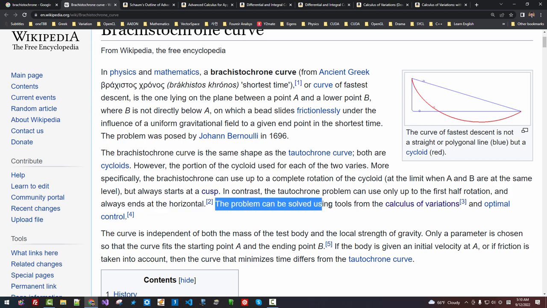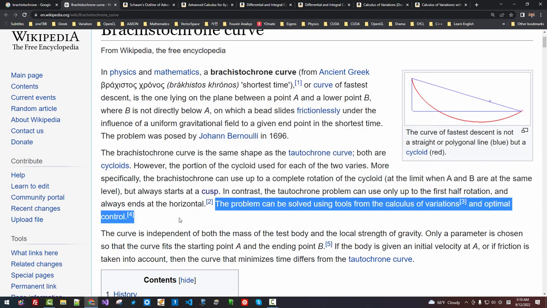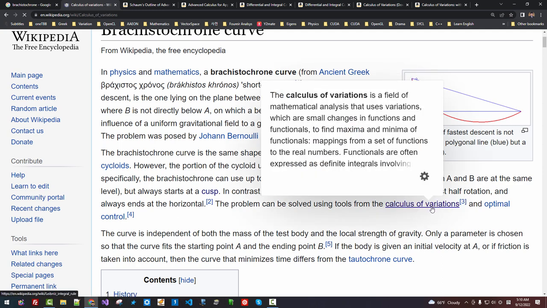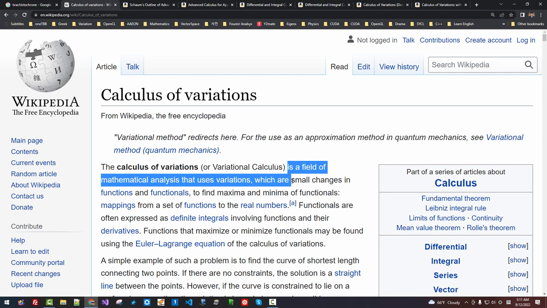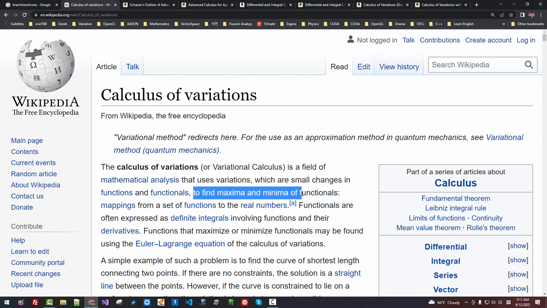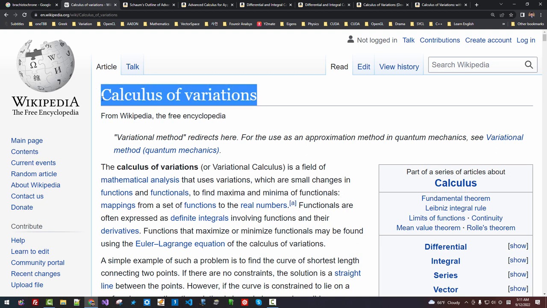The problem can be solved using tools from the calculus of variations and optimal control. Calculus of variations, or variational calculus, is a field of mathematical analysis that uses variations, which are small changes in functions and functionals, to find maxima and minima of functionals. We will learn calculus of variations.